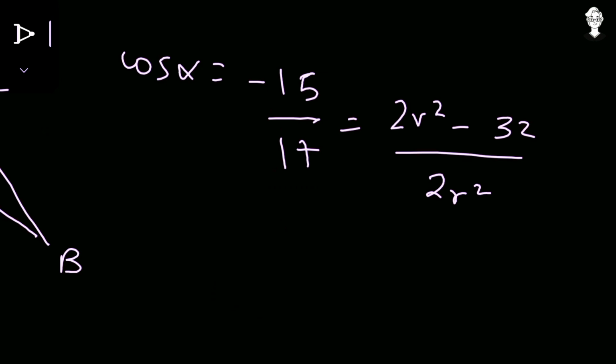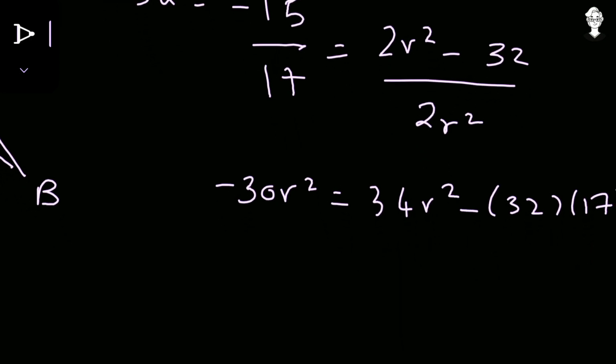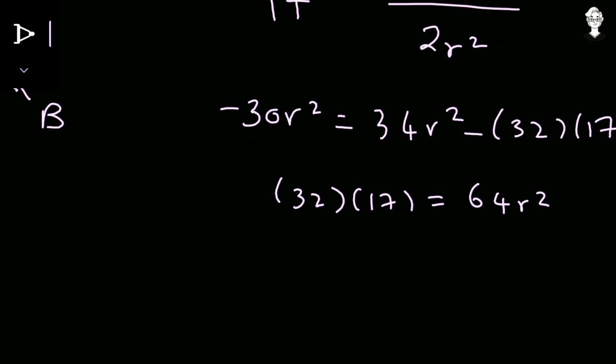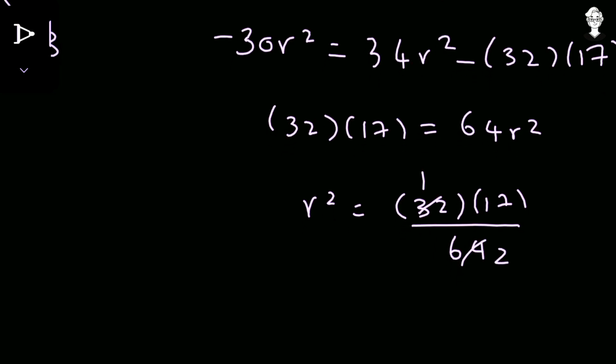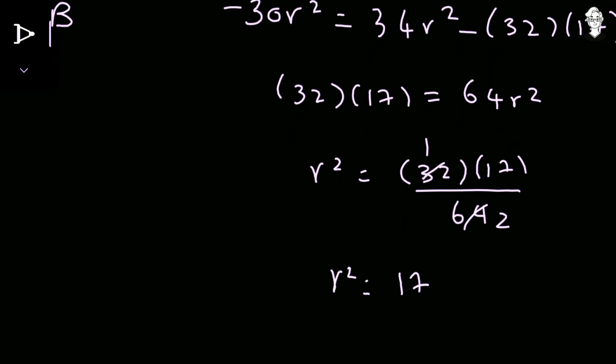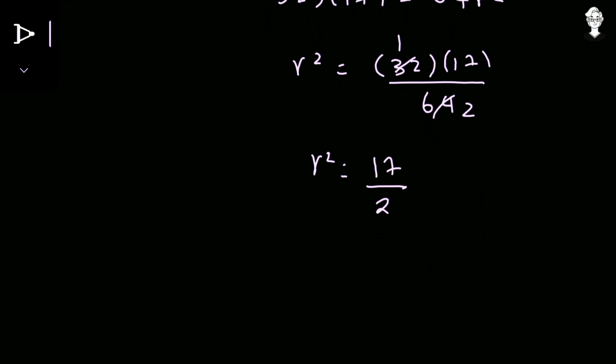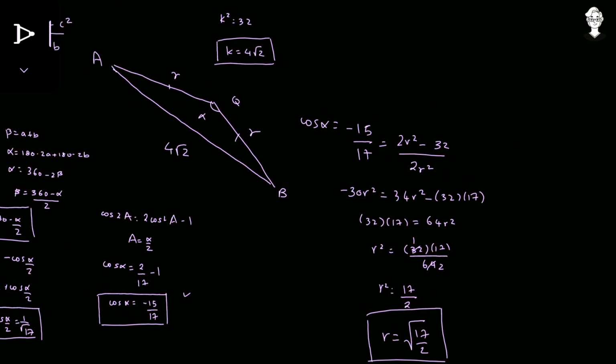Now cross multiplying and simplifying, negative 30 times r square is equal to 34 times r square minus 32 into 17. Adjusting these terms, we get that 32 into 17 is equal to 34 r square plus 30 r square, that is 64 times r square, dividing both sides by 64. So r square is equal to 32 into 17 upon 64. From the table of 32, it goes 1, it goes 2. So here we have the value of r square, that is 17 upon 2. All we need is the value of r, so we can take square root on both sides so as to get the value of r, that is square root of 17 upon 2, and that's the answer. The radius of this circle is equal to square root of 17 upon 2.